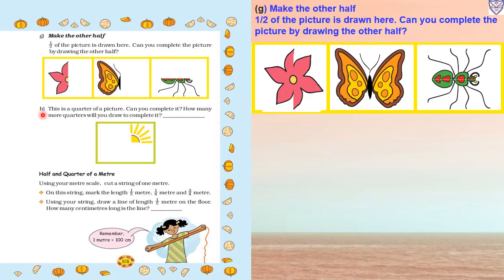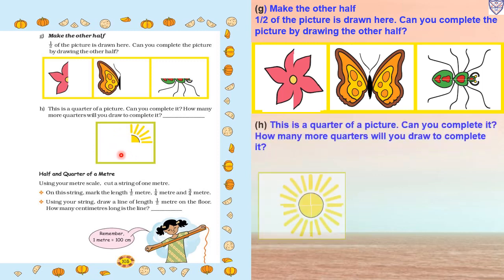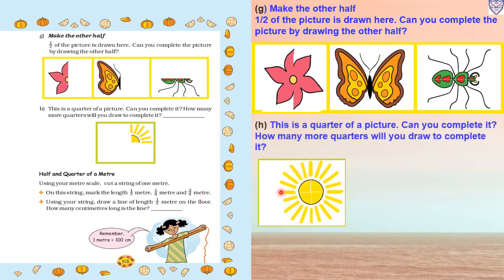Now H, this is a quarter of a picture. Can you complete it? How many more quarters will you draw to complete it? So here the sun quarter part is only given, so we have to draw the rest of the part. So it will take how many parts now? 1, 2, 3. So to complete the picture, 3 more quarters are required.